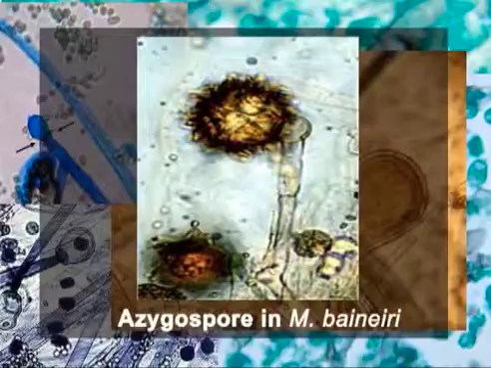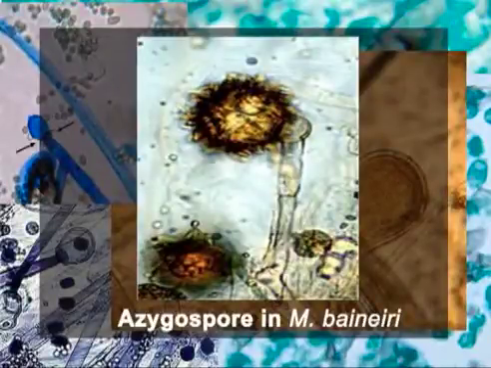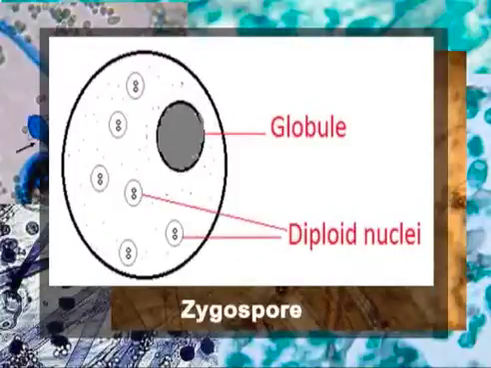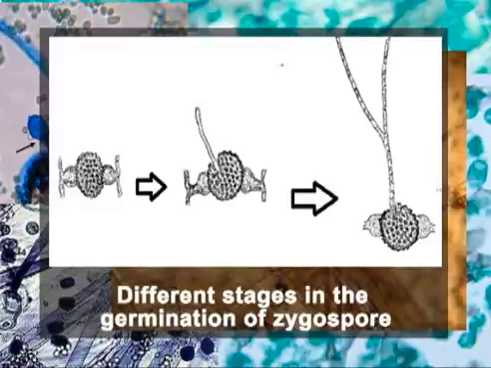The plasmogamy and karyogamy within the zygosporangium give rise to a resting spore called zygospore. However, in certain conditions, zygospores may also be formed parthenogenetically and are called azygospores. The zygospore is hyaline and characteristically has a single eccentric globule and many diploid nuclei. During germination, the outer wall cracks and the inner wall comes out in the form of a germ sporangiophore.